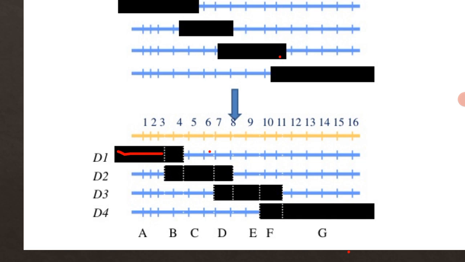Now similarly for strain C we can give plus minus plus plus, for D plus minus minus plus, for E plus plus minus plus, F will be plus plus minus minus, and G will be plus plus plus minus.